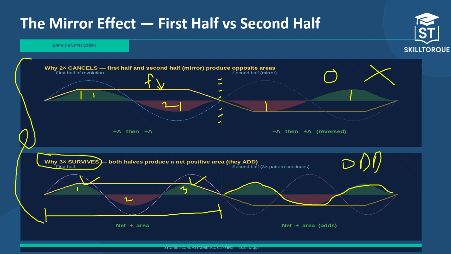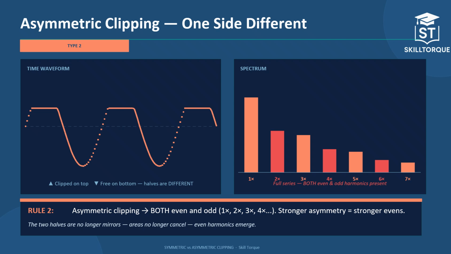Now let's move to the next one, the asymmetric clipping. What happens in asymmetric clipping? One thing changes: the machine hits only on one side. Let's say the positive peak gets clipped and the negative peak is free. So the two halves of the waveform are now completely different, because one side is hitting something and the other side is free. One side is flat topped and the other side is a full smooth curve.